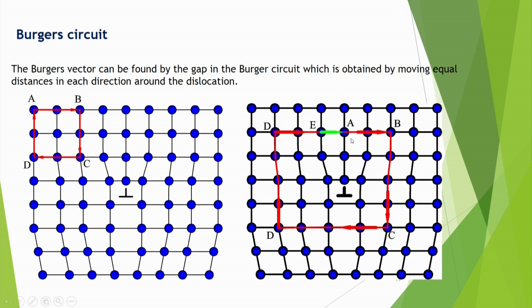So the difference between E and A is called the Burgers vector. So EA is the Burgers vector, its length will give the magnitude of that dislocation, and that is what you are doing. So this is the Burgers vector, that which characterizes the dislocation.